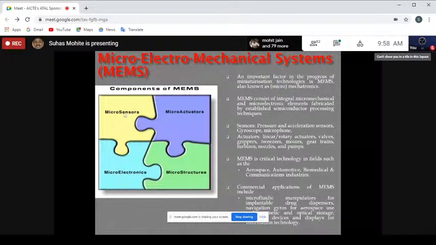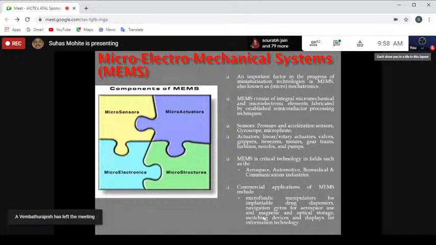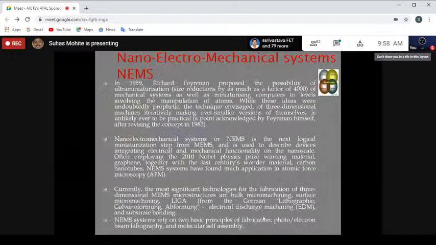Commercial applications of the MEMS include microfluidics and manipulators for implantable drug dispensers, navigation gyros for aerospace use, and magnetic and optical storage and switching devices, which are very popular. Radio frequency MEMS you might also have heard about, and displays for projectors and information technology.